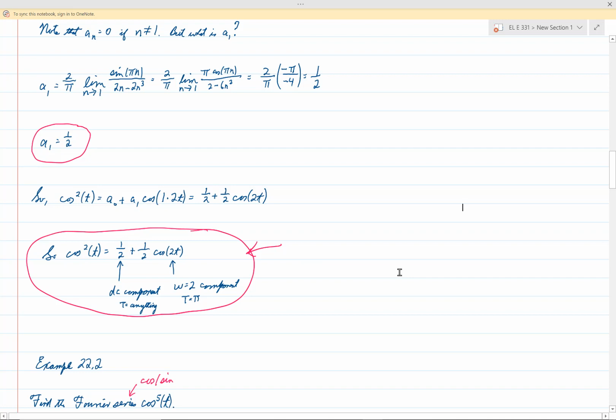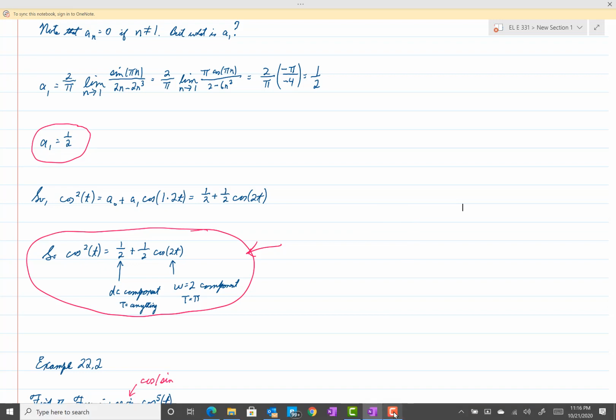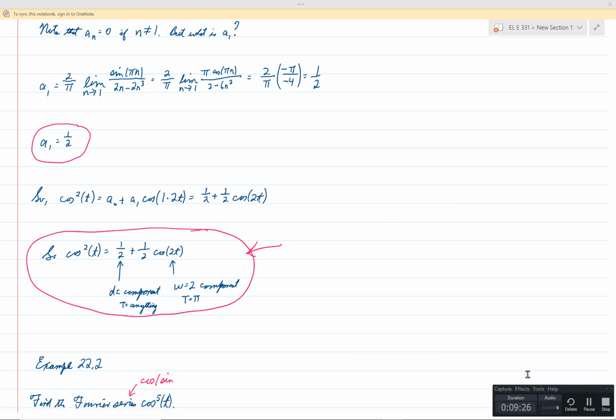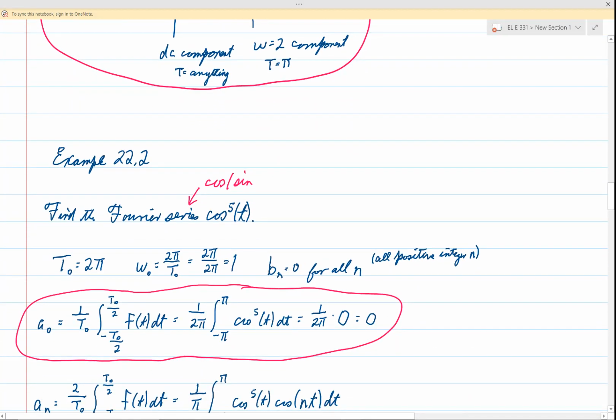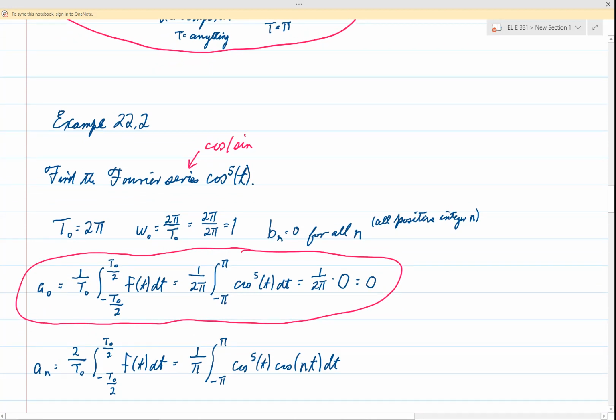And now we'll look at something a little more involved. Let's look at another example. Here, as you might have expected, what we will do is look at a higher power of cosine, and this time we'll look at an odd one to see how it goes.